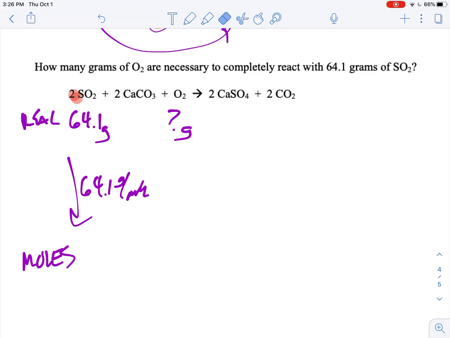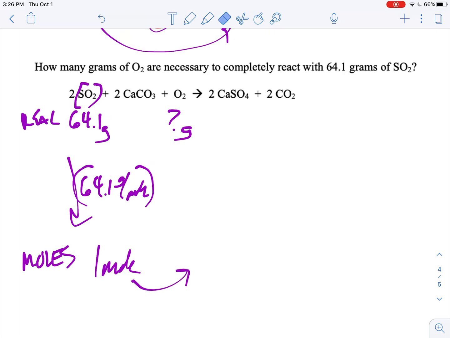We'll take that 2 into account, I promise. We're just not going to do it right now. So I've got this formula, which is right here, the SO2. That weighs the 64.1. So it turns out I have 1 mole, right?